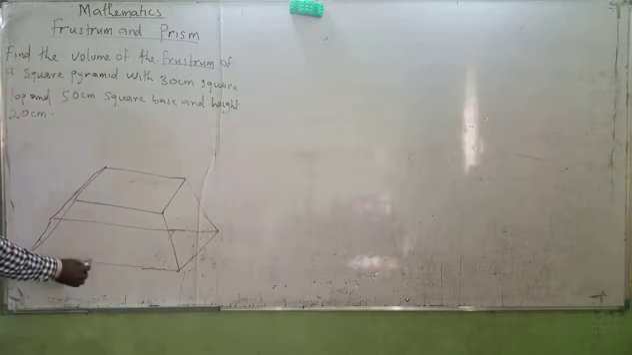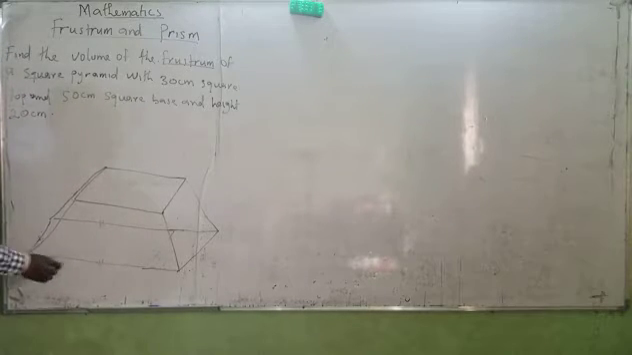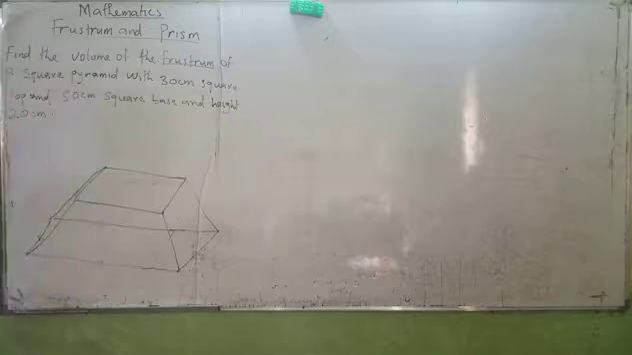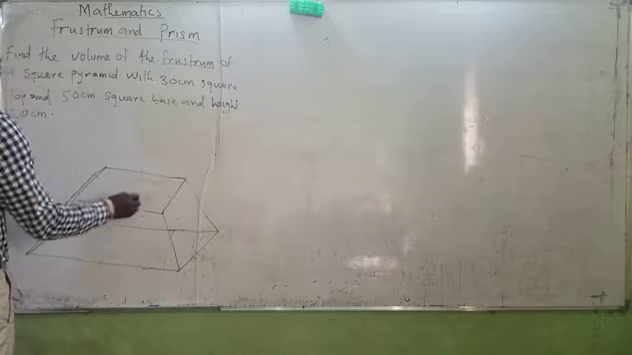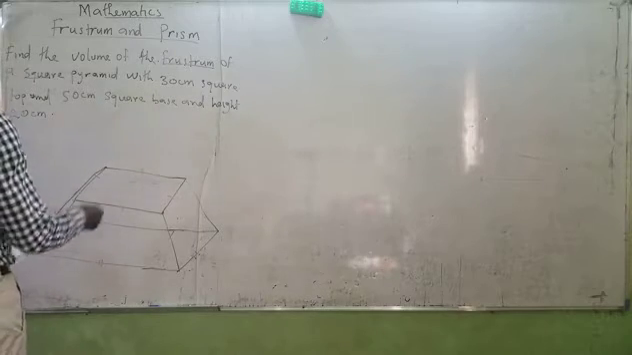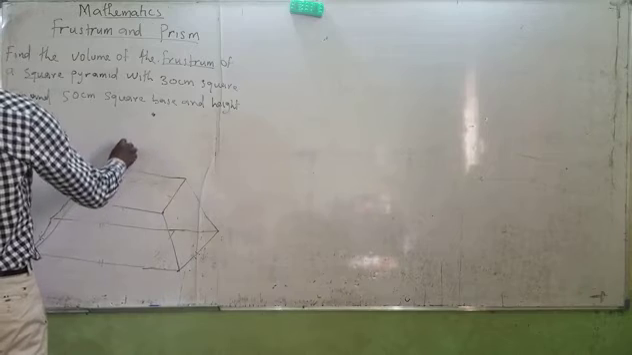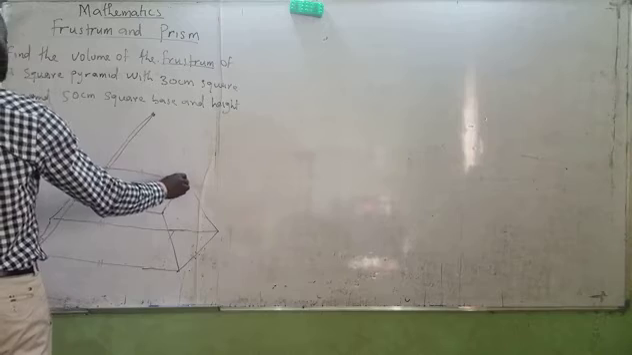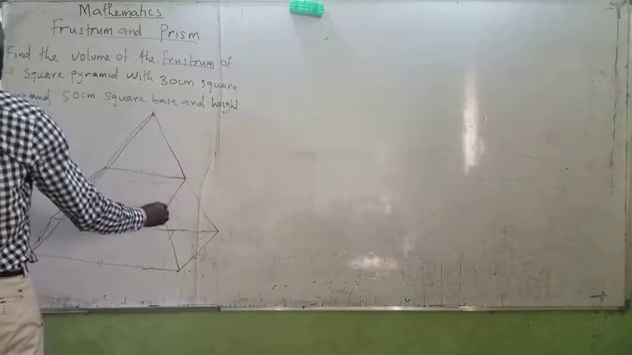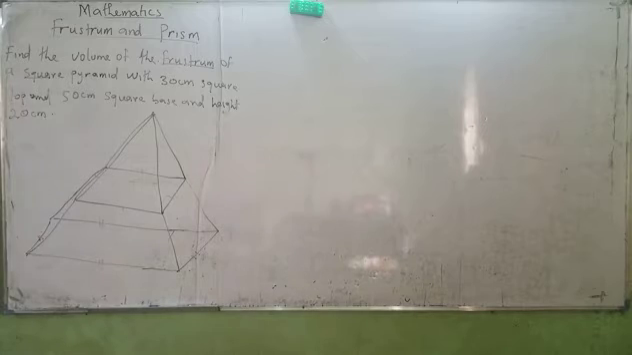It's a square. It means here is equal to here, equal to here, equal to here. It's a square because everything must be equal. This also will be equal to this, equal to this, equal to this. Now, it's a pyramid where the point, which is the vertex, will be somewhere here.